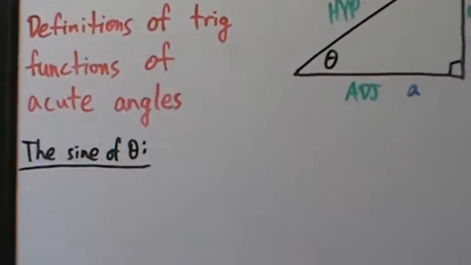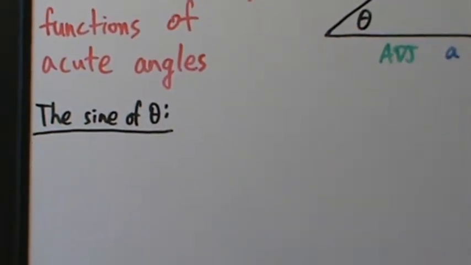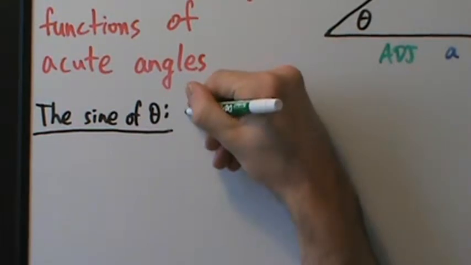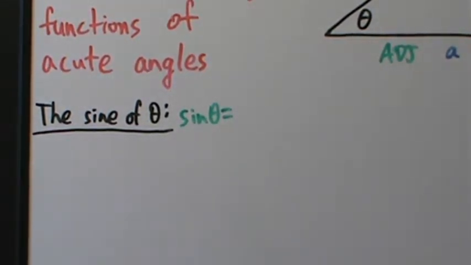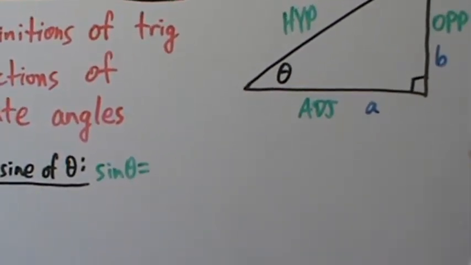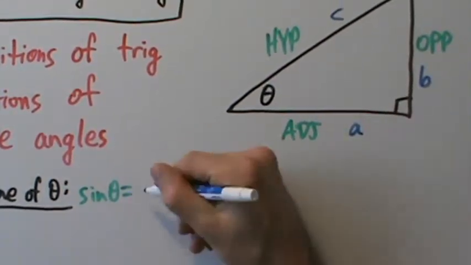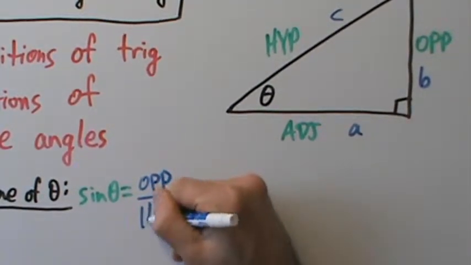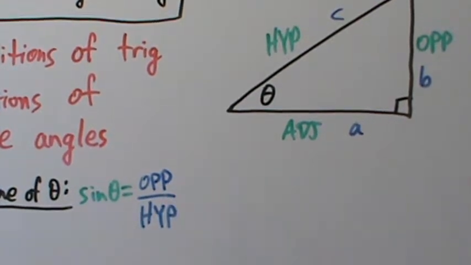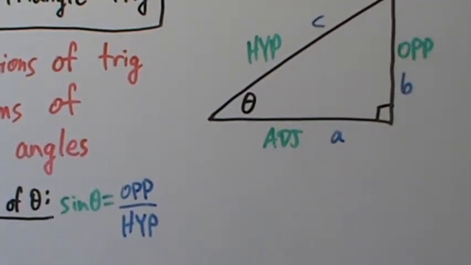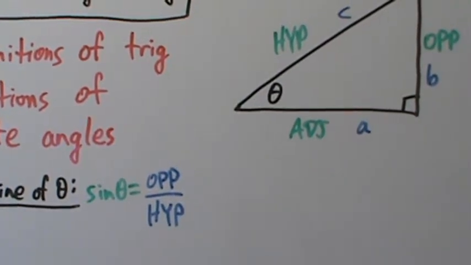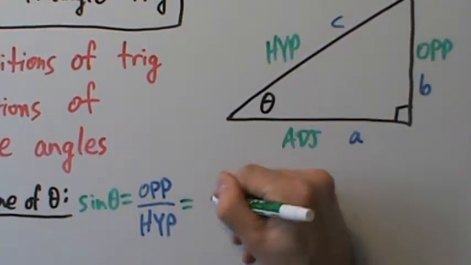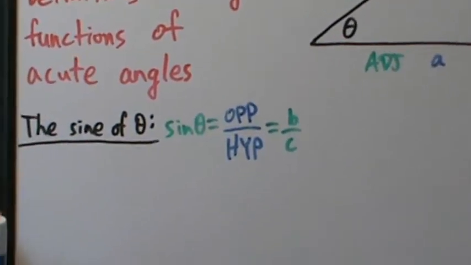Okay, so let's zoom in a little bit here. So the sine of theta, which is denoted sin theta, equals opposite divided by the hypotenuse. Okay, so the sine of theta is defined to be the opposite divided by the hypotenuse. Which for this particular triangle is going to be B over C. So the sine of theta is always the opposite divided by the hypotenuse, if you're talking about right triangles. But for this particular triangle, it's B over C. So that's the sine of theta.